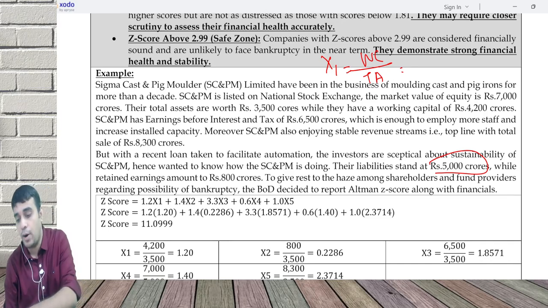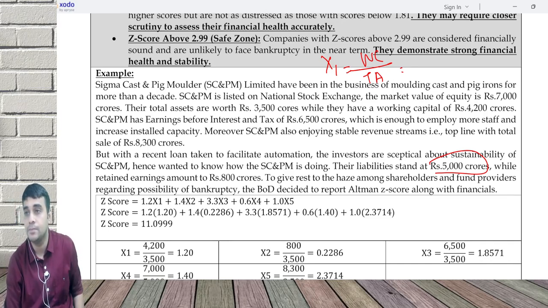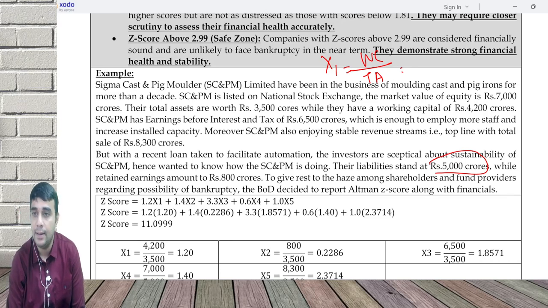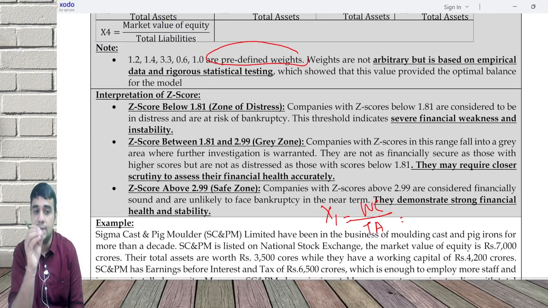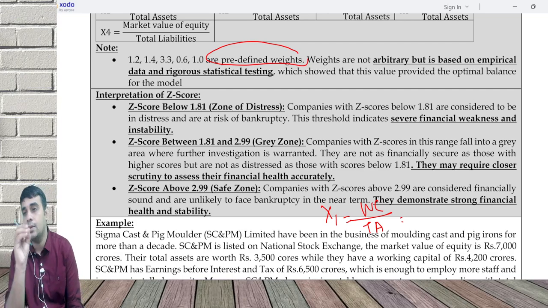According to me, this is the most important area of the entire subject. The Z-score comes to 11.0999. More than 3, I am in the safe zone. Greater than 3, I am in the safe zone. The ultimate objective: they may ask what is X1, what is X4, and what zone the company is in. There are three zones we learned: one is your distress zone, second is your gray zone, and third is your safe zone.